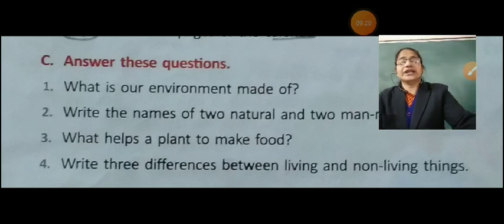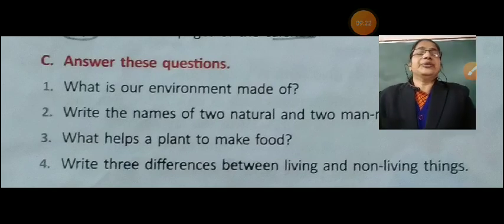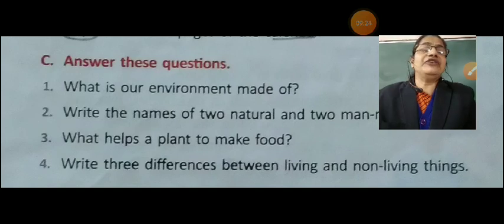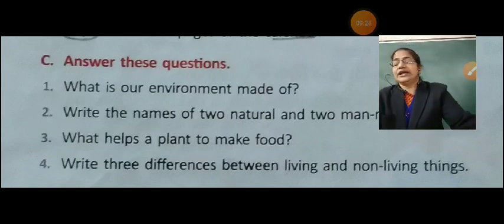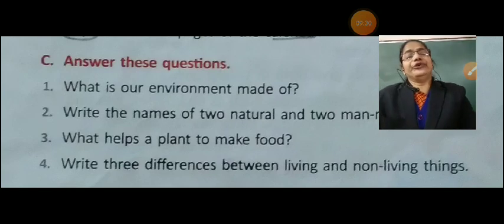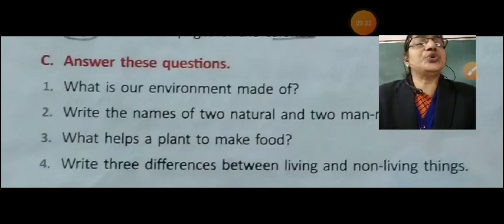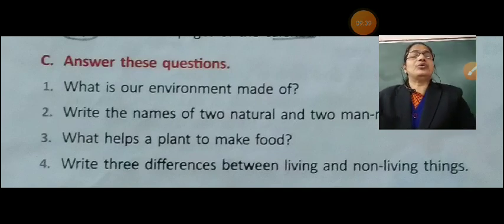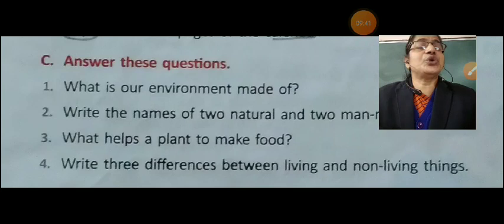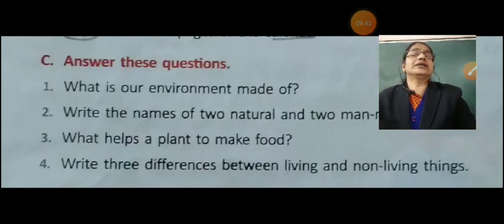First one is, living things breathe and non-living things do not breathe. Second one, living things need food and non-living things do not need food. Third one, living things move and non-living things do not move. These are the questions from chapter 2.